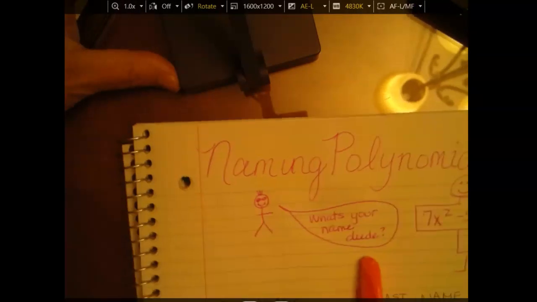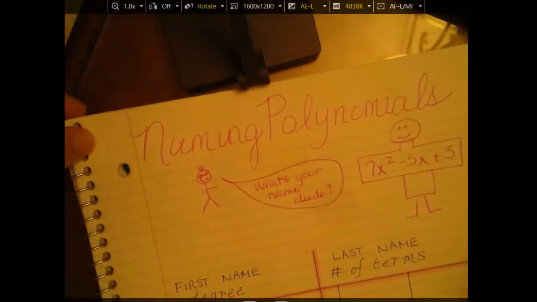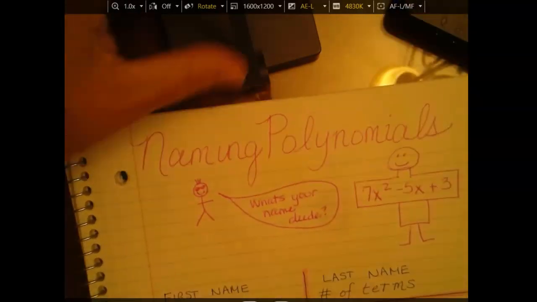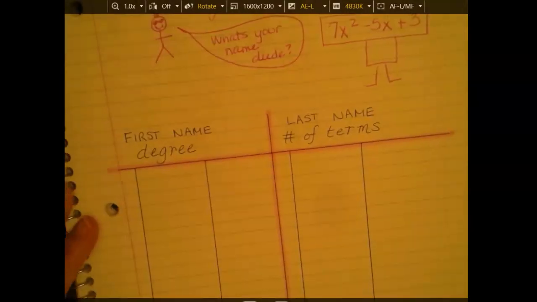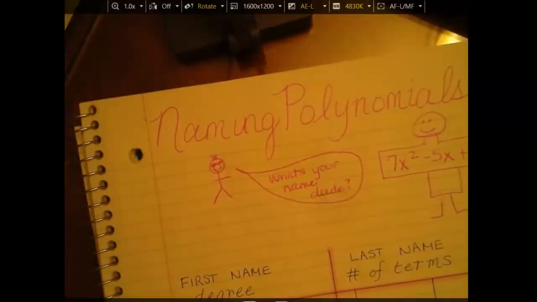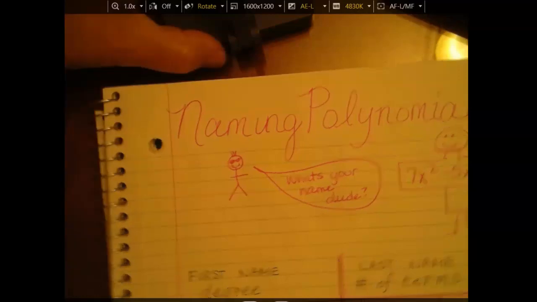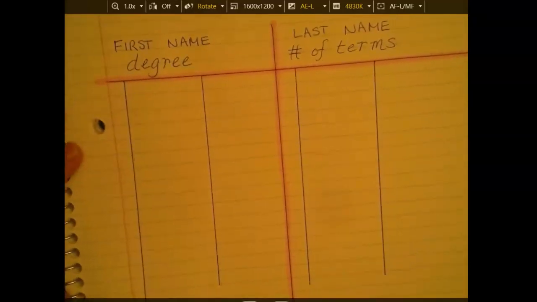I can't ever get this camera right. It's very anti-intuitive. Okay, so naming polynomials. Do you have to write the cartoon down? No, but I think it's humorous and I like it. We have this chart. I'm just going to get to the chart and let you copy the chart because I am having the worst time with the camera again.